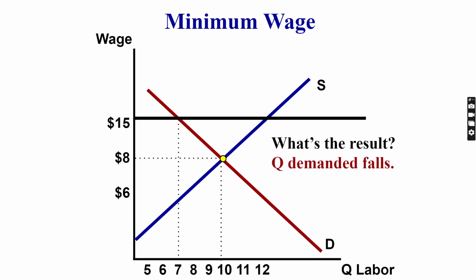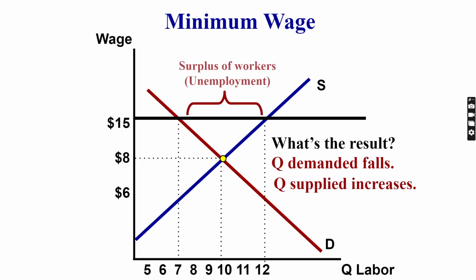And so the quantity demanded would decrease and the quantity supplied would increase. Notice with this bracket we have a surplus of workers, and what this surplus represents is unemployment. This is a little hint to macroeconomics here, but one reason why unemployment could occur is because wages are too high. This is a microeconomic look at unemployment.